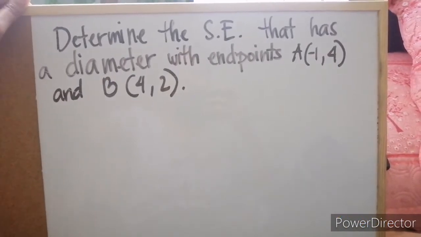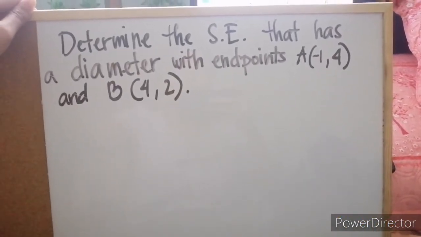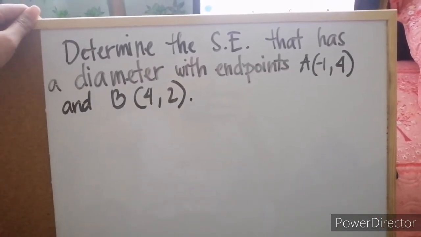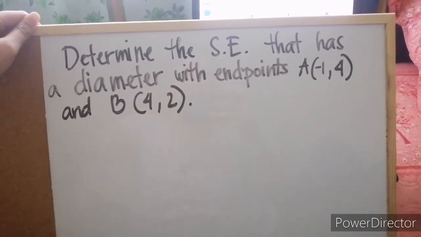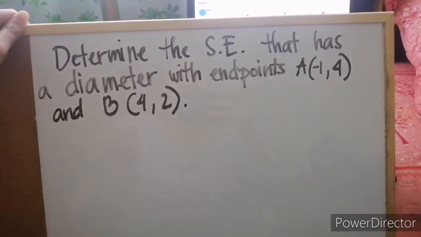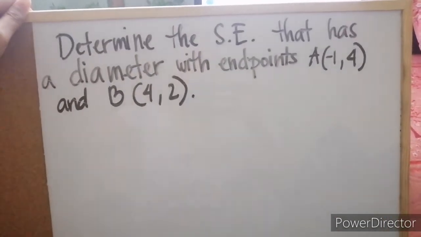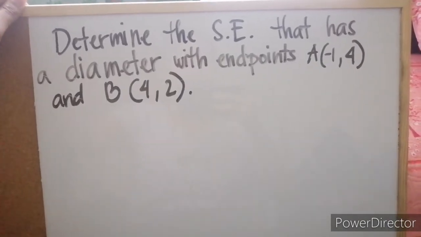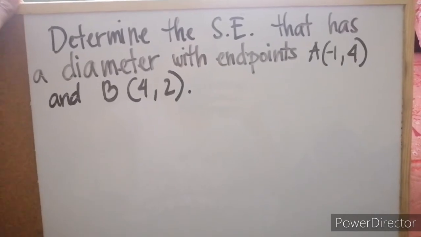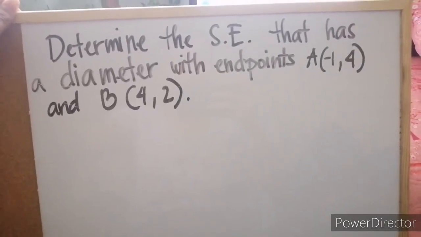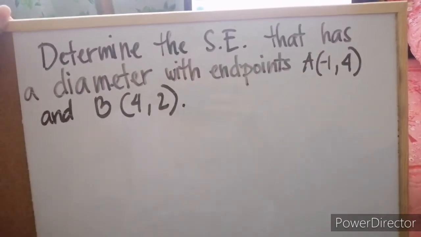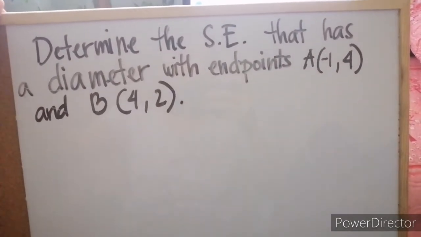Hello math enthusiasts! Today we are going to determine the standard equation of the circle with a diameter with endpoints A with coordinates -1 and 4 and point B with coordinates 4 and 2. Before we construct our standard equation, we must first try to graph the given in this problem. So let's try and graph it, shall we?